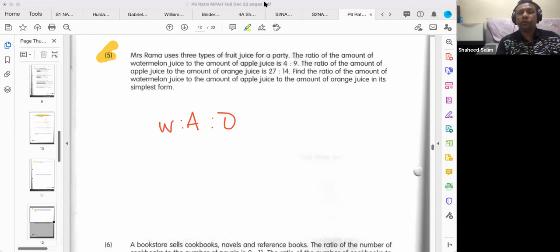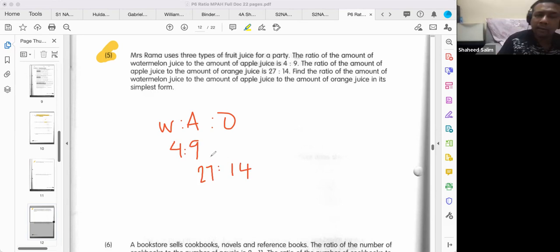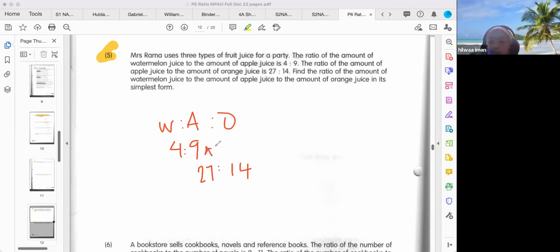Watch, you see here. So now, do you agree with the first part? The ratio of the amount of watermelon juice to apple juice is 4 to 9. This part is okay. Then from apple juice to orange juice, 27. This is it, okay. How do you get 9 to 27? Times by 27 divided by 9.